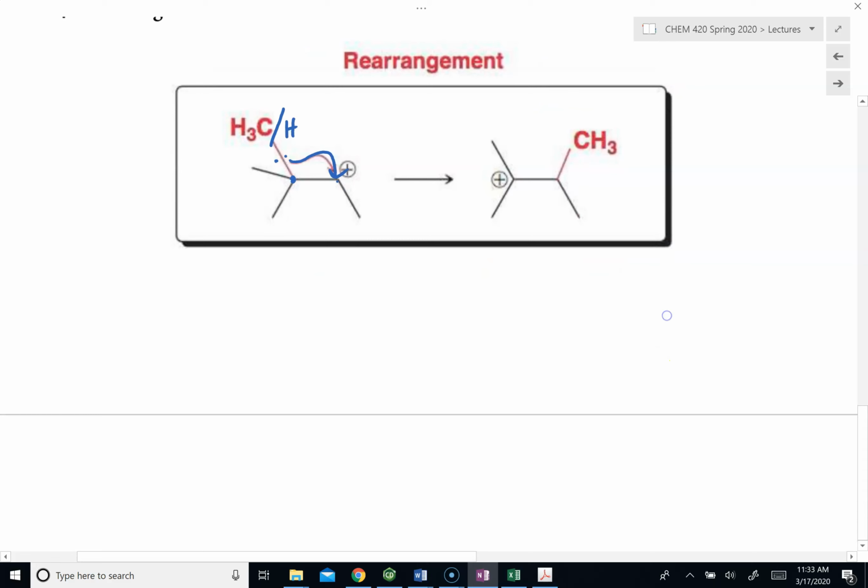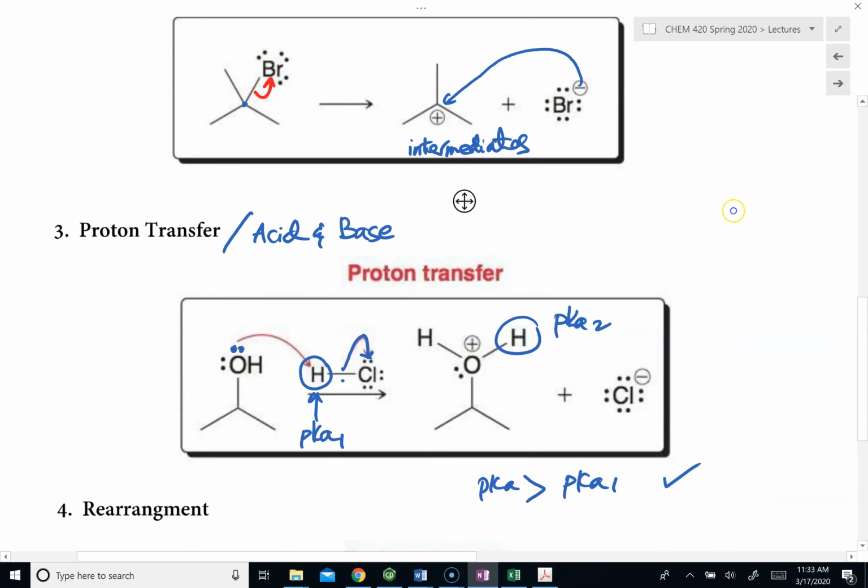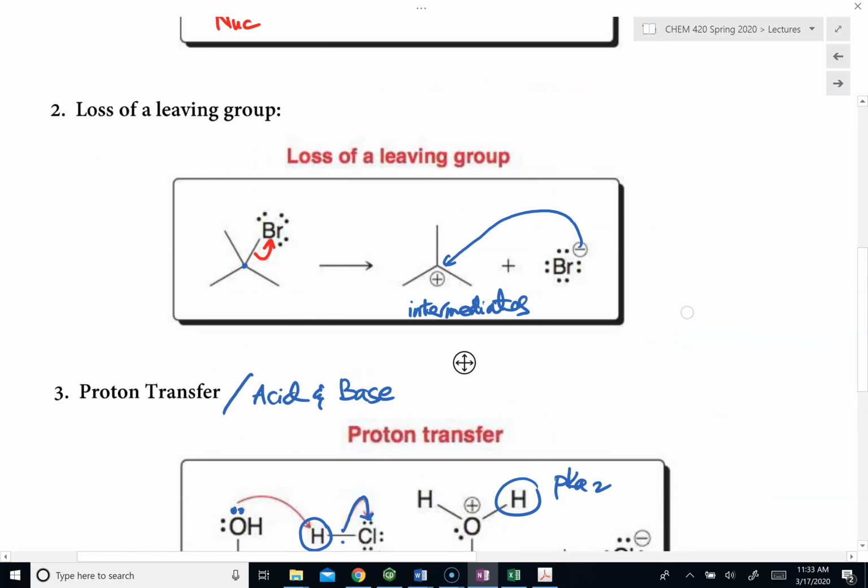If we still remember, it can be called a 1,2 methyl shift or a 1,2 hydride shift. A hydride shift can happen before a methyl shift if there is a hydrogen to migrate. So make sure you are familiar with all of these steps, understand what each of these arrows means, and be able to draw the corresponding product.